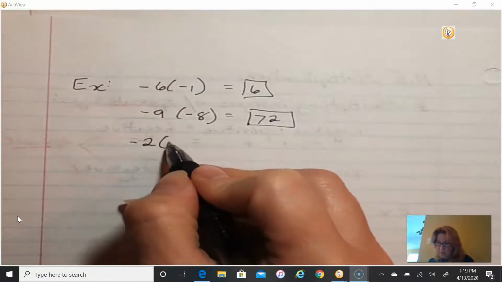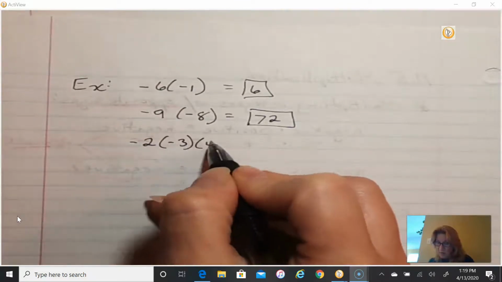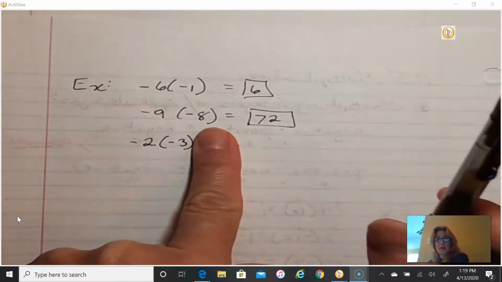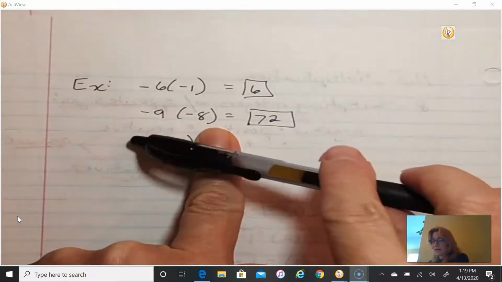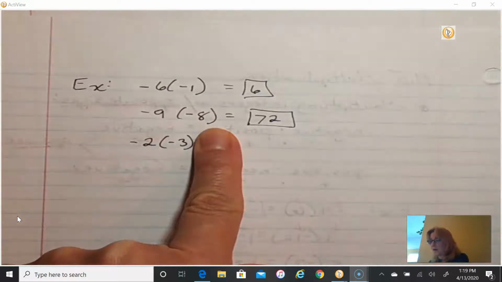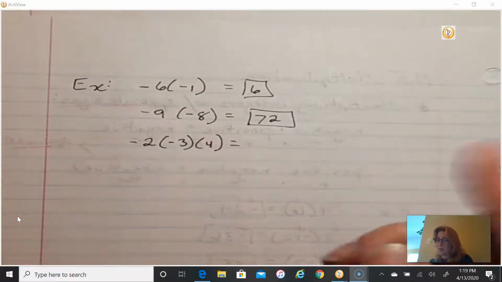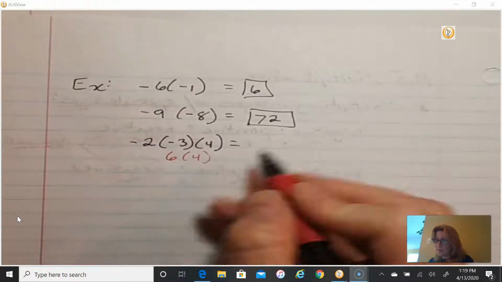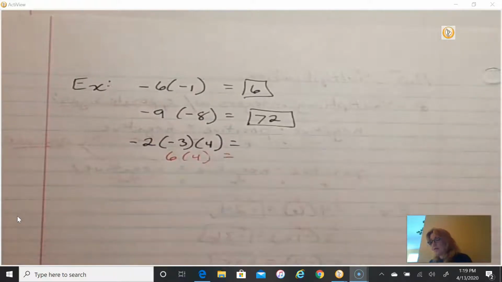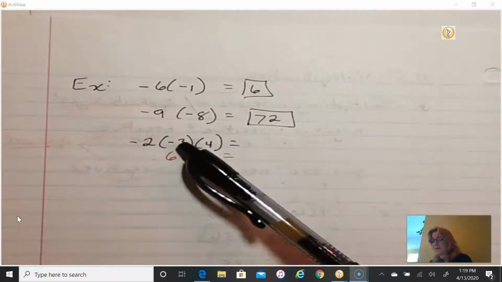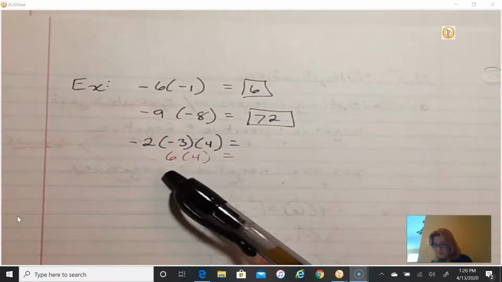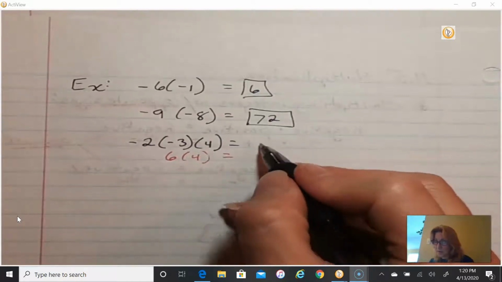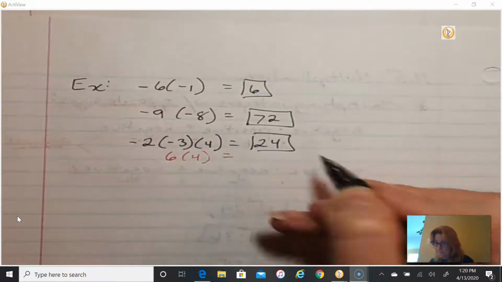Negative 2 times negative 3 times 4. All right, we're going to work left to right. Negative times a negative gives you a positive. So that's going to be 6 times 4. Negative 2 times negative 3 is a positive 6. So 6 times 4, positive times positive, gives you 24.